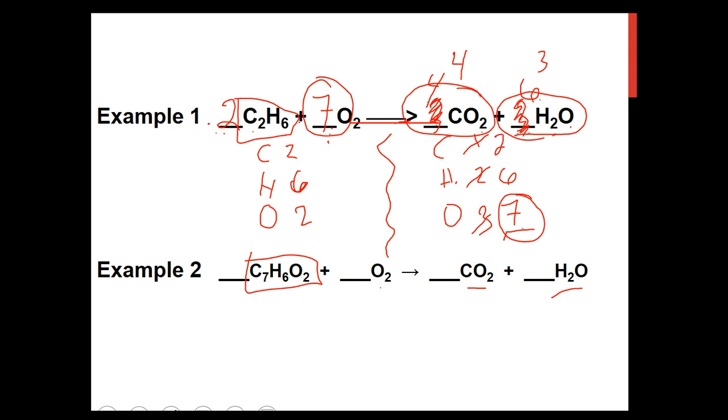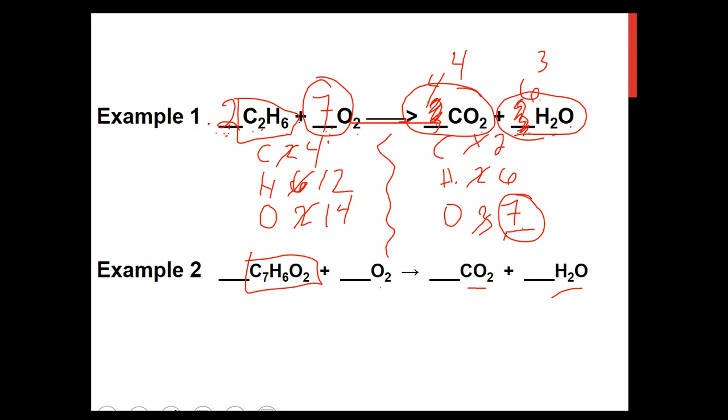Now I know you're like, well, how does that work? I'll show you. Okay, so let's retally and make sure that it did work. 2 times 2 is 4 carbons. Okay, 2 times 6 is 12 hydrogens. And for oxygens, 7 times 2 is 14.